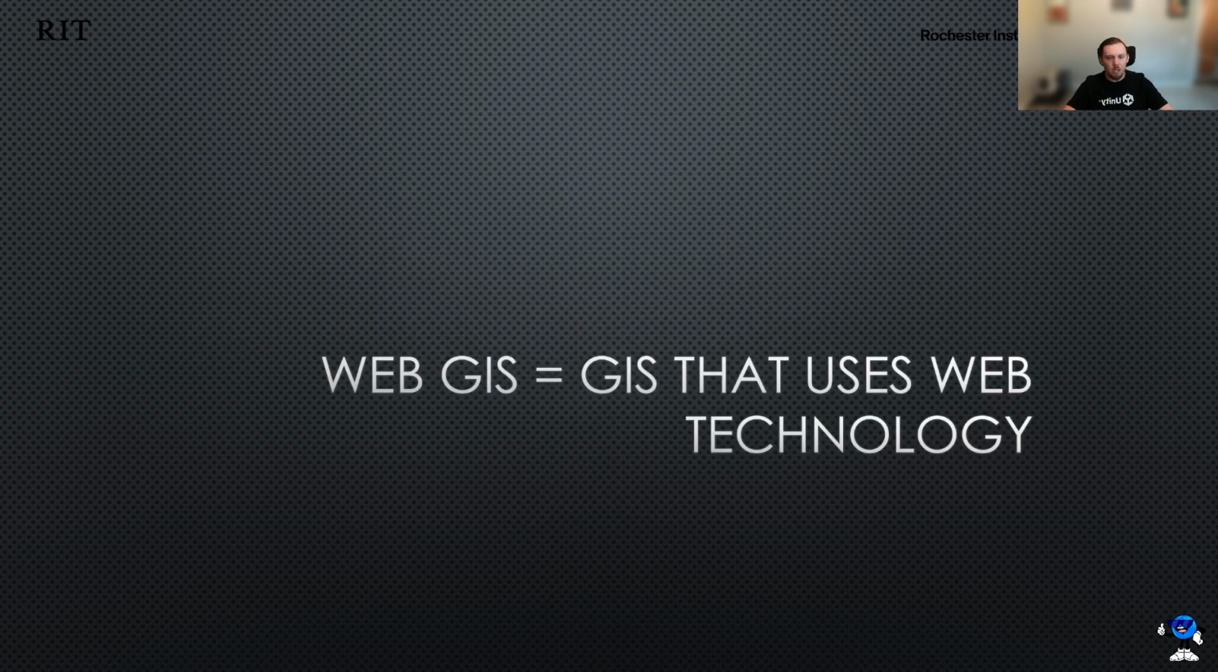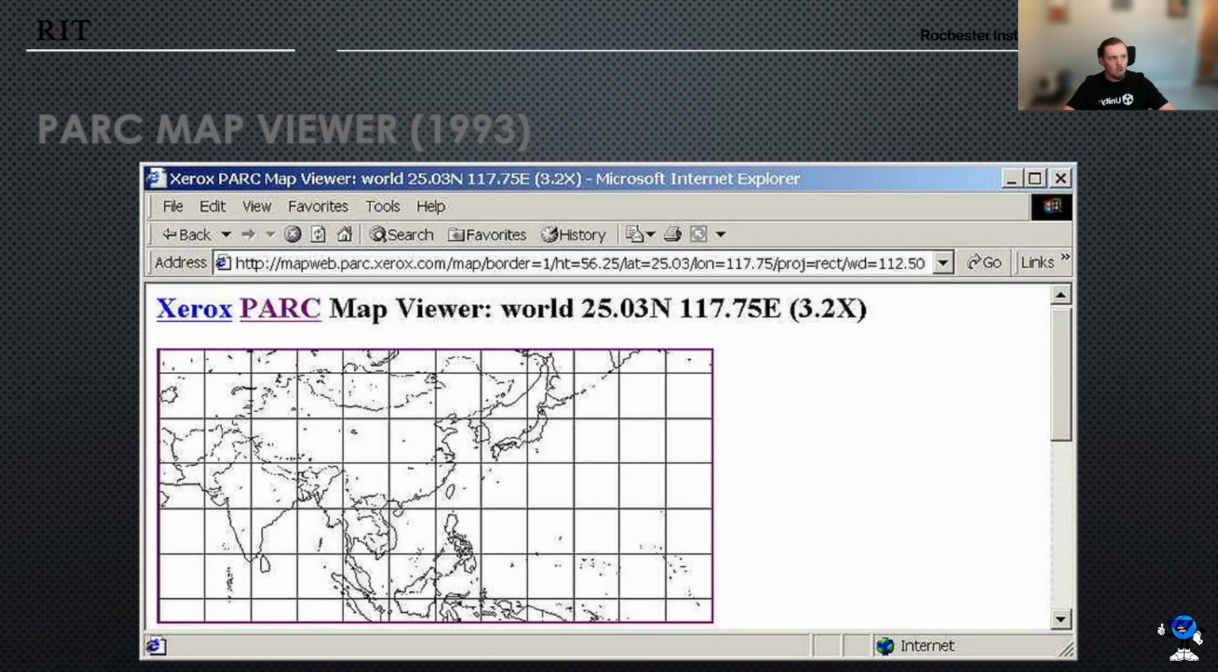So, Web GIS is essentially just GIS that uses web technology. Seems relatively self explanatory, hopefully. Park Map Viewer was the first sort of web GIS technology. Park Map Viewer was launched by Xerox in 1993. The features were simple. You could view the map, zoom in and zoom out, and then turn on and off layers, and a little bit more.